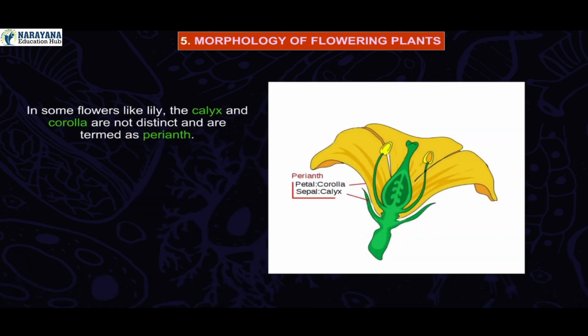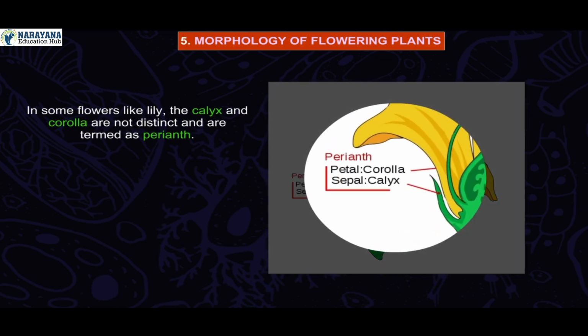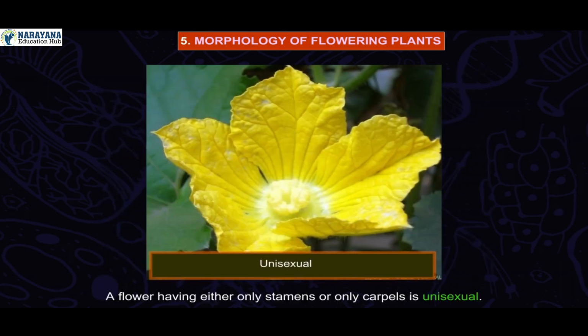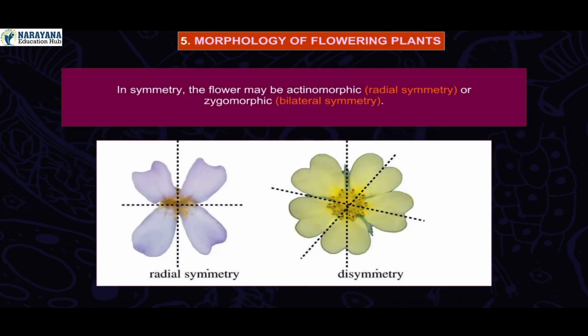In some flowers like lily, the calyx and corolla are not distinct and are termed as perianth. When a flower has both androecium and gynoecium, it is bisexual. A flower having either only stamens or only carpels is unisexual. In symmetry, the flower may be actinomorphic, that is, radial symmetry, or zygomorphic, that is, bilateral symmetry.